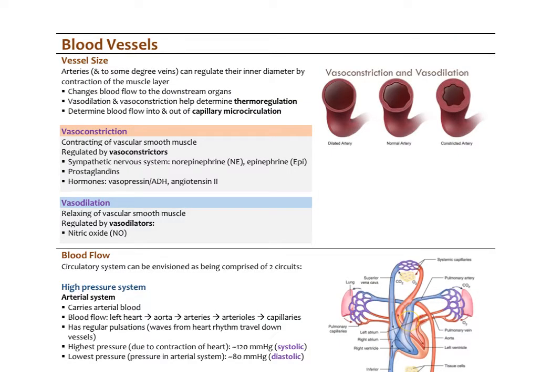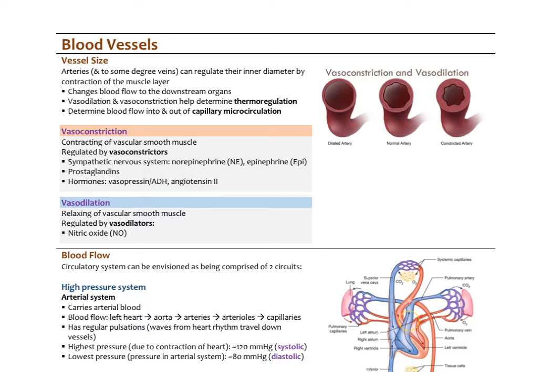Now, arteries and veins to some degree can regulate their inner diameter by contraction of the smooth muscle. So that smooth muscle layer really allows regulation of circulation. That's going to change blood flow to downstream organs. So if the artery dilates, or vasodilates, that will allow more blood flow. If it constricts, obviously it's going to cut off blood flow.